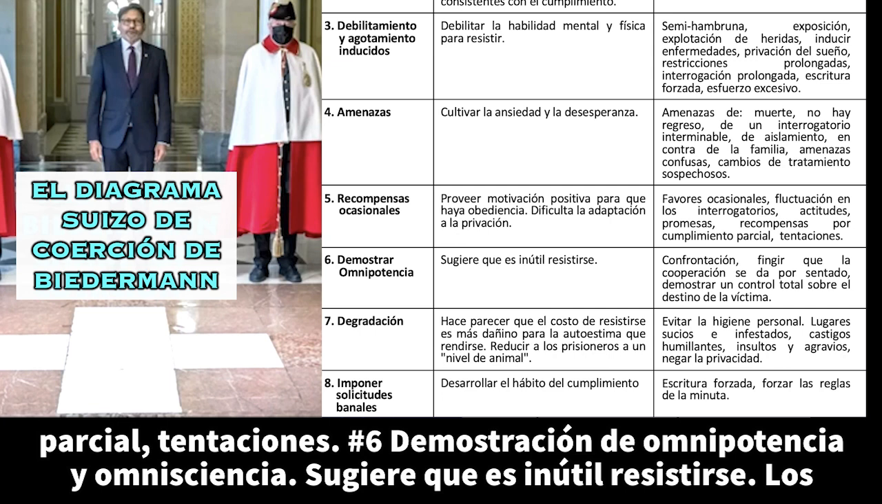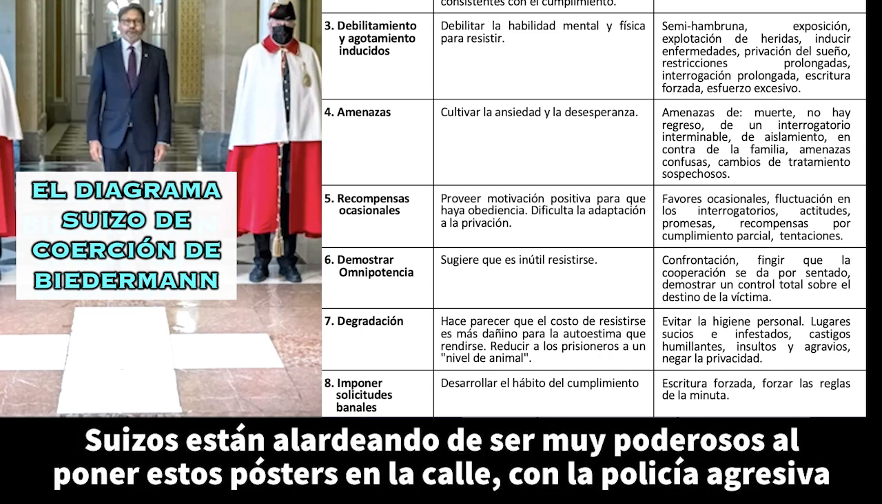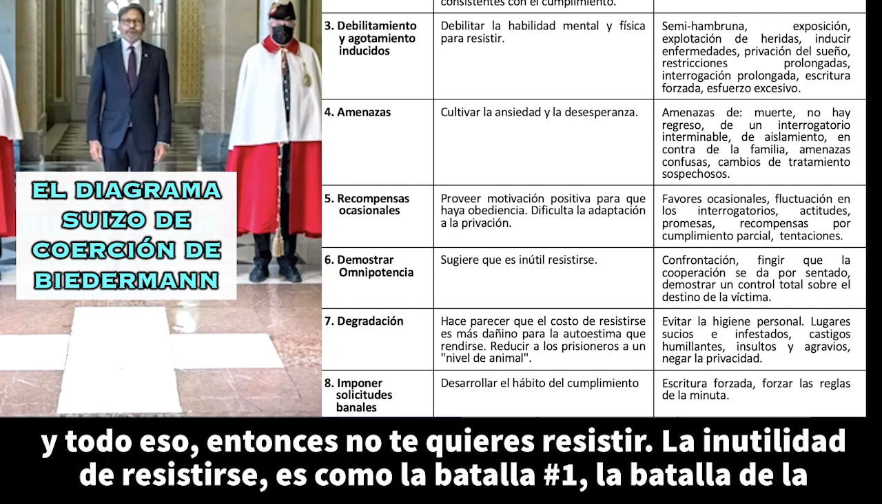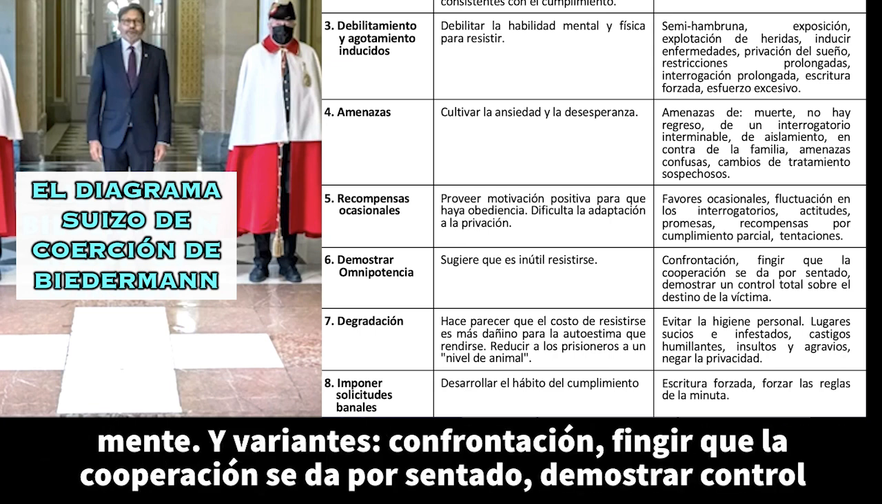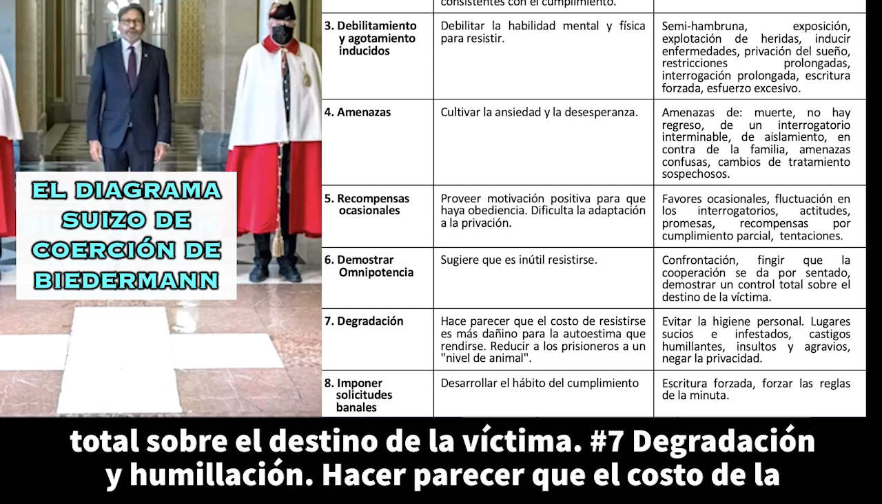tantalizing. Number 6, demonstration of omnipotence and omniscience, suggests futility of resistance. You know, the Swiss, they are showing off as being all powerful. Like all these posters in the streets, and their aggressive police and all that. So you don't want to resist. The futility of resistance. It's like number 1 battle, the battle of the mind. And variants: confrontation, pretending cooperation, taken for granted, demonstrating complete control of the victim's fate.